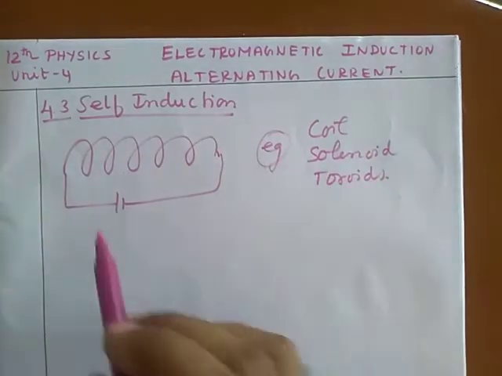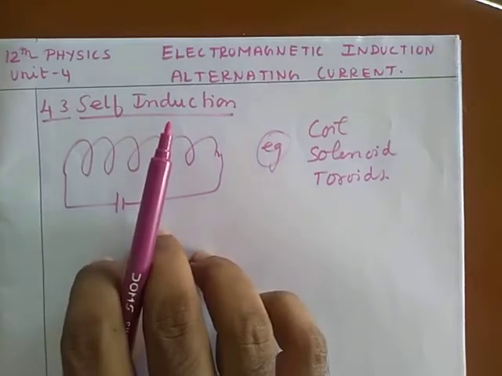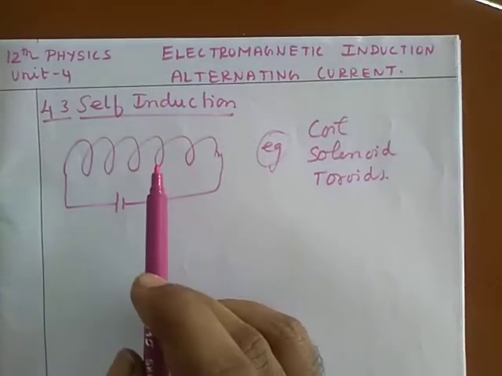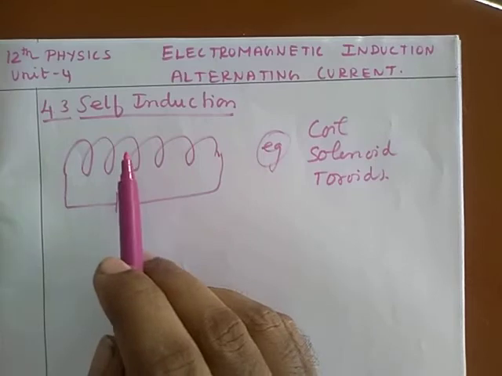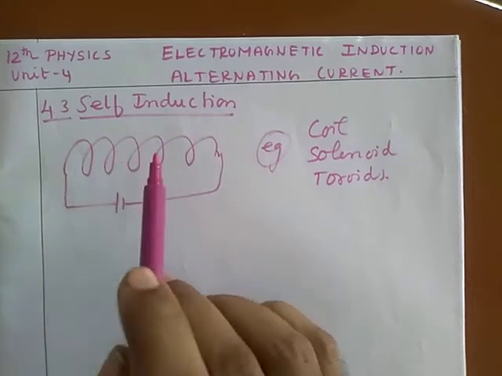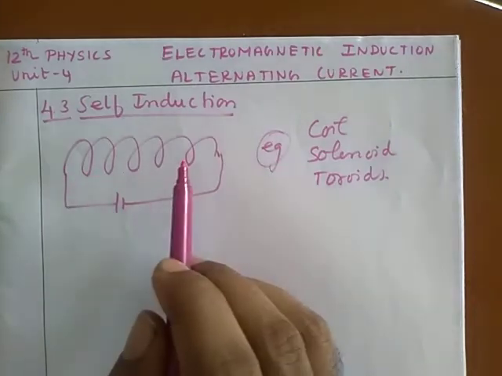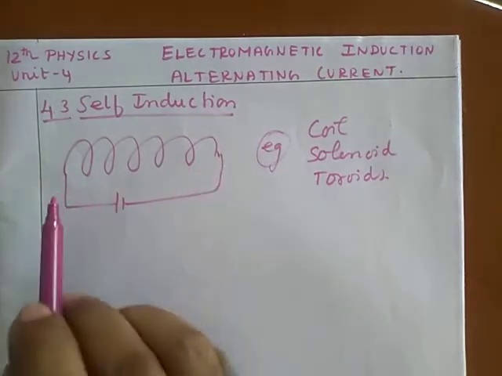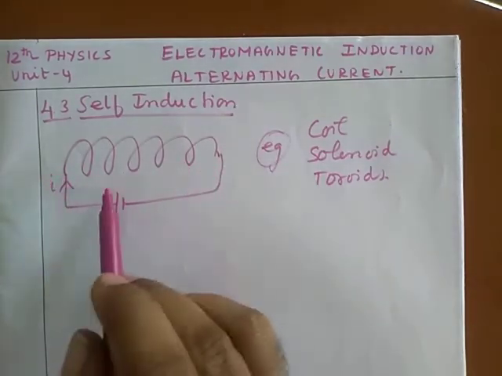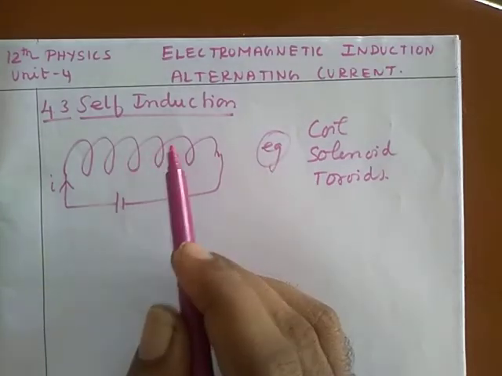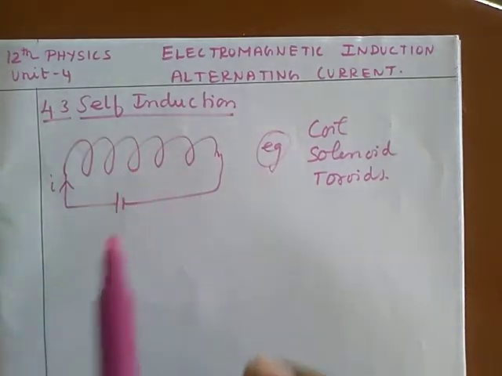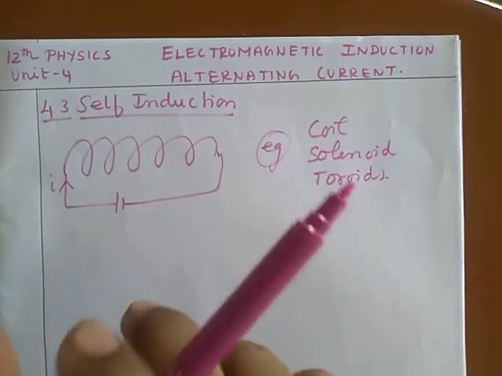There is a property of this solenoid or inductor that is known as inductance. Inductance is a property of the inductor to generate EMF due to the change in current flowing through the circuit. If the current flowing through the circuit changes, it produces an induced EMF in the same coil. That is known as self-inductance.